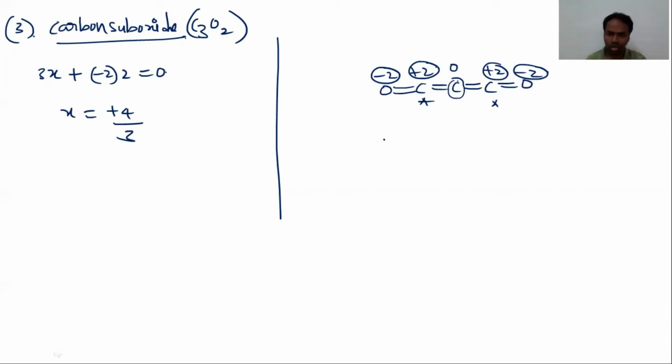Now see the total sum of charges on the 3 carbon atoms. This is 1, 2, 3 carbon atoms. Total +2, 0, +2, total +4. Plus 4 charge is present on how many carbons? 3. Plus 4 by 3. So that is the average oxidation state of carbon. The fourth one is one more molecule, Fe3O4. So this is the spinel.